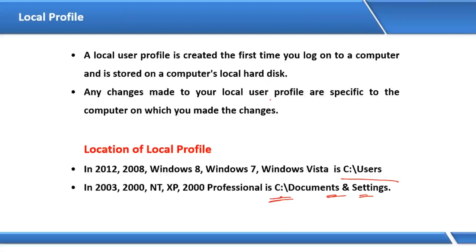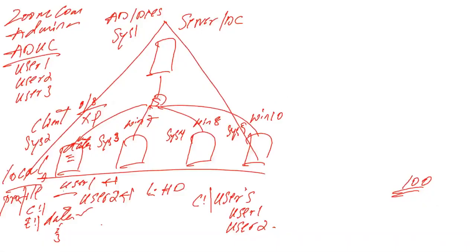Any changes made to your local user profile are specific to the computer on which you made the changes. Example: next day, user 1 comes and says, "Sir, my project data is available on my desktop." For security reasons I am storing the data on the desktop, in documents, videos, music, pictures, profile items here, and not in the local hard disk drive. So next day the user asks the admin, "Sir, which computer do I have to use to access my existing profile?"